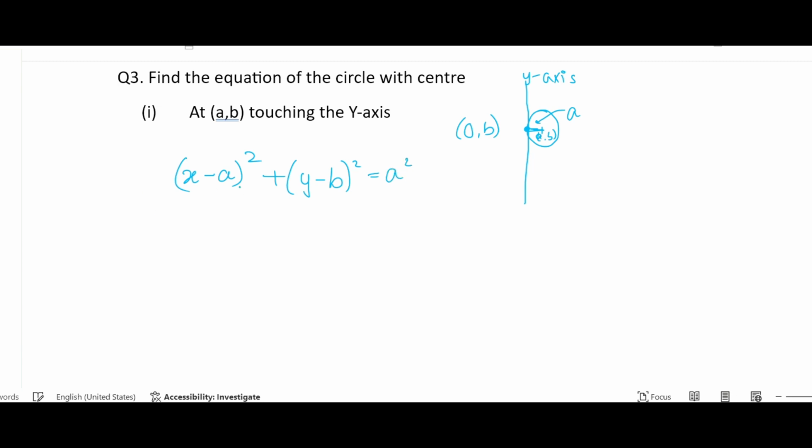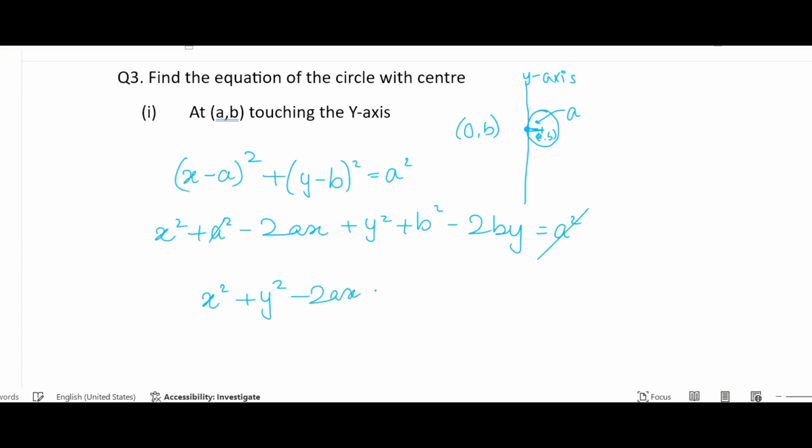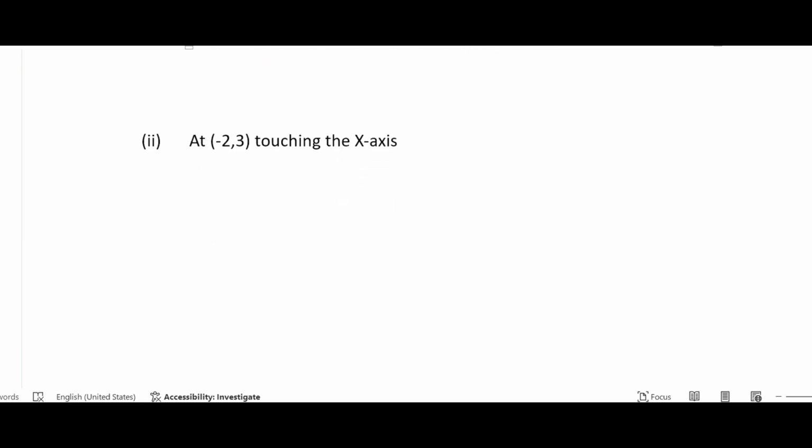Now you can expand this, where you realize x square plus a square minus 2ax plus y square plus b square minus 2by is equal to a square. Slash this off, slash this off. So now we'll be writing the final equation: x square plus y square minus 2ax minus 2by plus b square is equal to 0. That is your answer. Moving on to the second sub question.